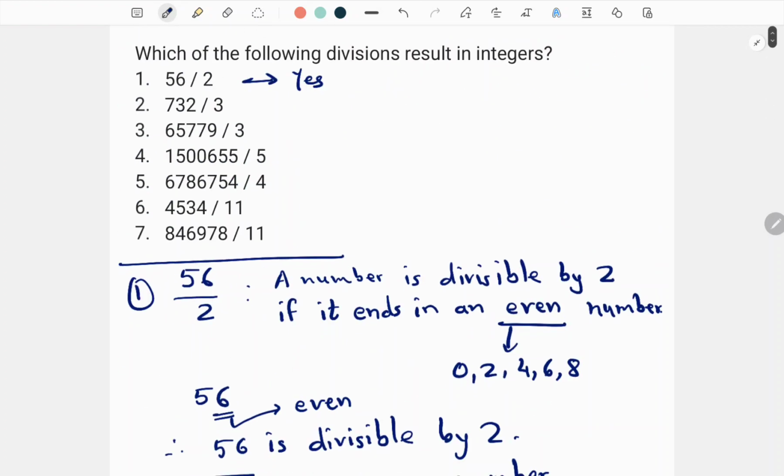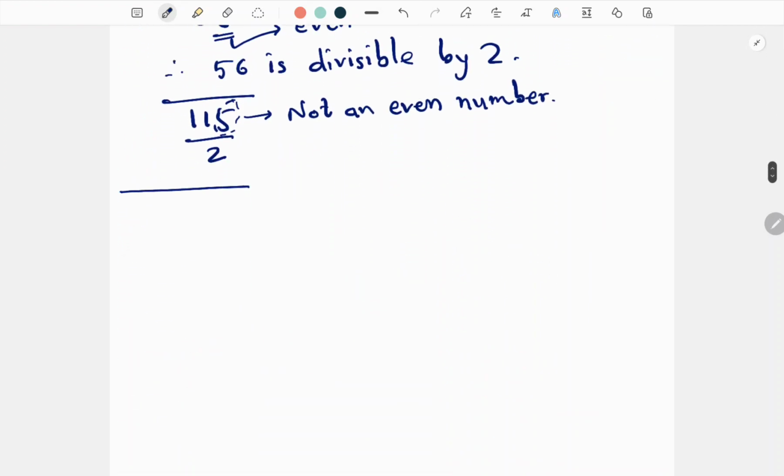Okay, let's take the other example. This one is interesting: 732 divided by 3. Now we can do the actual division, but that's not the point. We want to come up with a quick and easy way of checking if the number is divisible by 3 without actual division. So the rule of divisibility for 3 goes as follows.